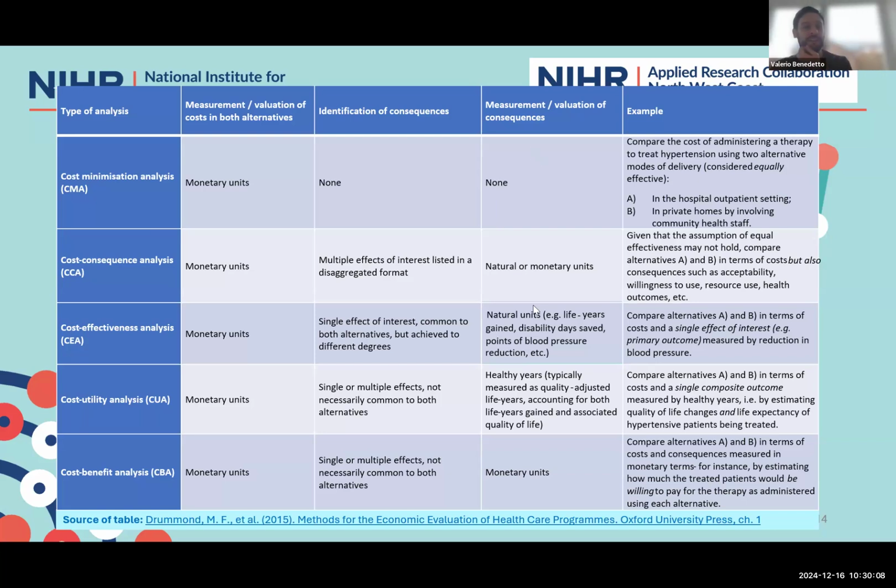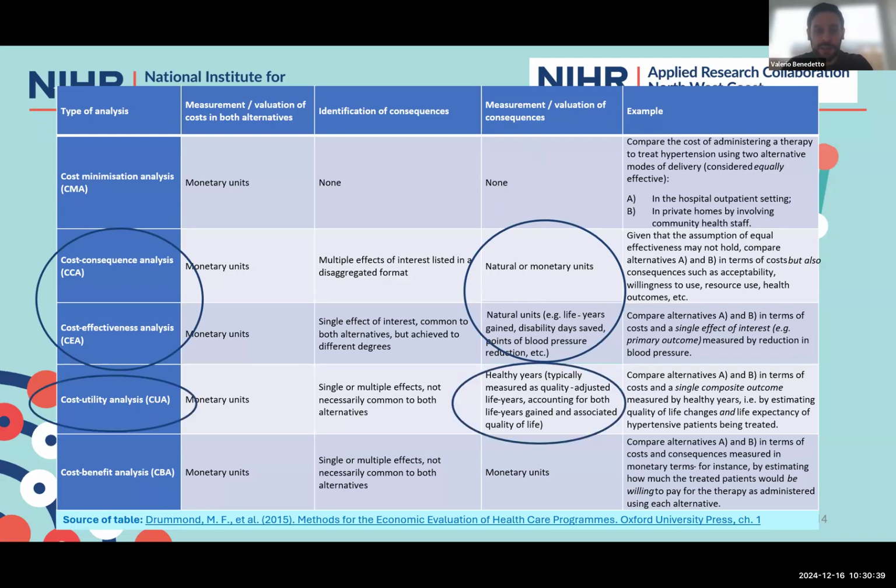Okay, so this is the table with the different types of economic evaluation, which I think we discussed in session 2, if I remember well. I'm not going to cover all this again. I just want to focus for today on the most common types of economic evaluations, perhaps the cost-consequence analysis and cost-effectiveness analysis, which consider outcomes by taking into account natural units. And we will compare this approach to cost utility analysis, where instead outcomes are estimated by considering healthy years, which is a kind of composite outcome.